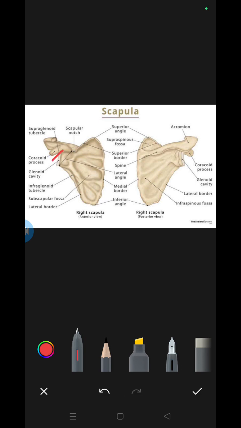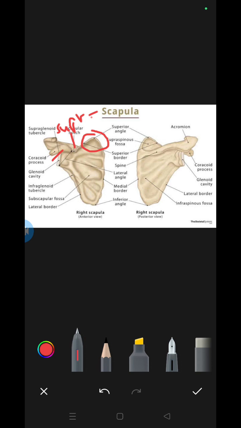We have the superior border, which is the shortest. It presents the suprascapular notch. This is called the suprascapular notch, in the superior border.